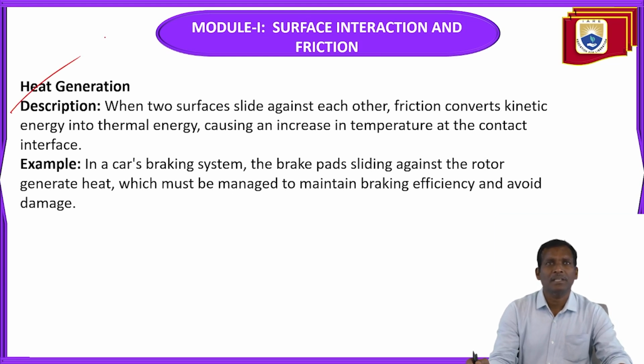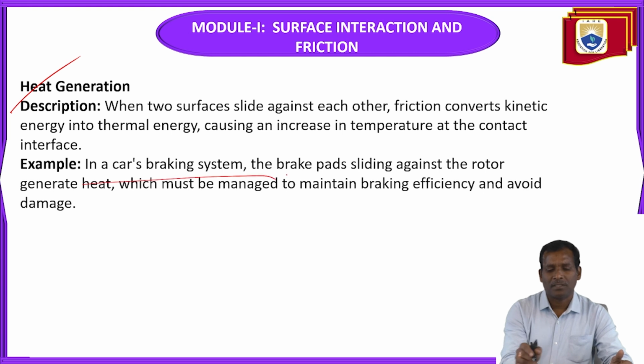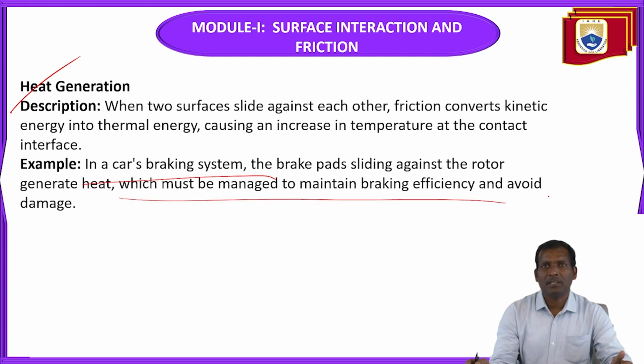One is heat generation. When two surfaces slide against each other, friction converts kinetic energy into thermal energy, causing an increase in temperature at the contact interface. Example, in a car's braking system, the brake pads sliding against the rotor generate heat which must be managed to maintain braking efficiency and avoid damage.